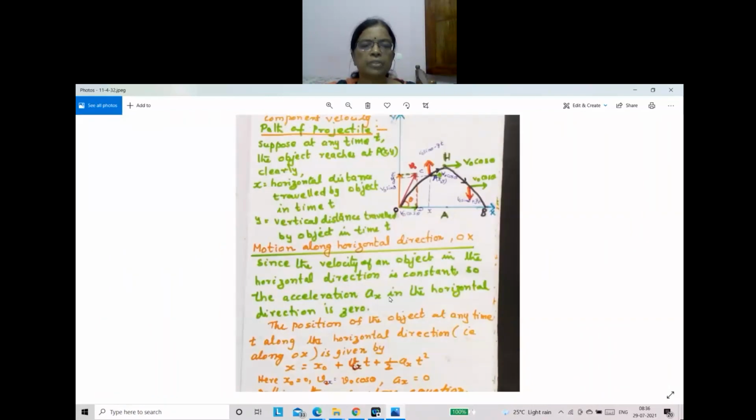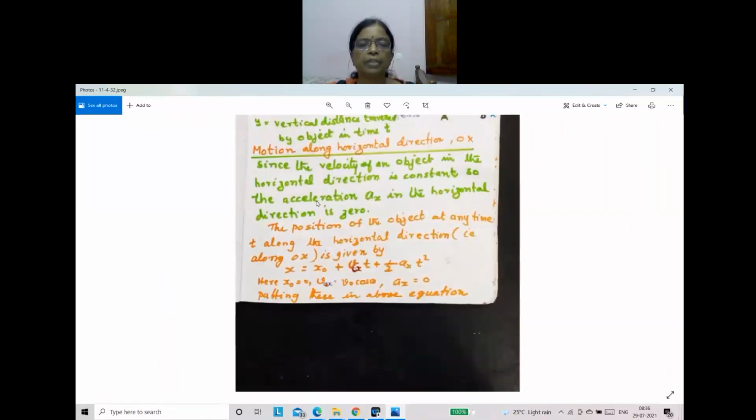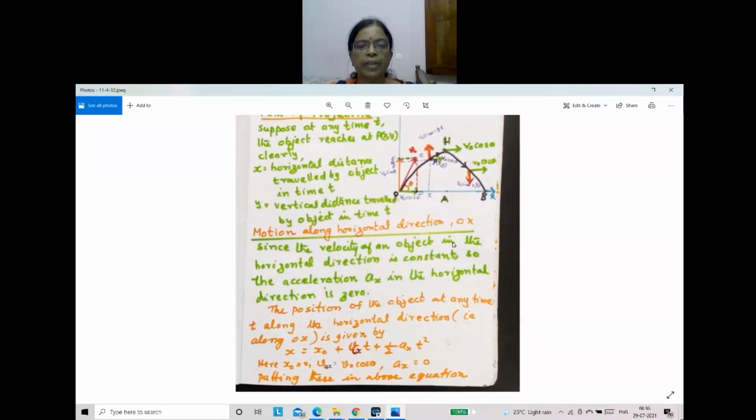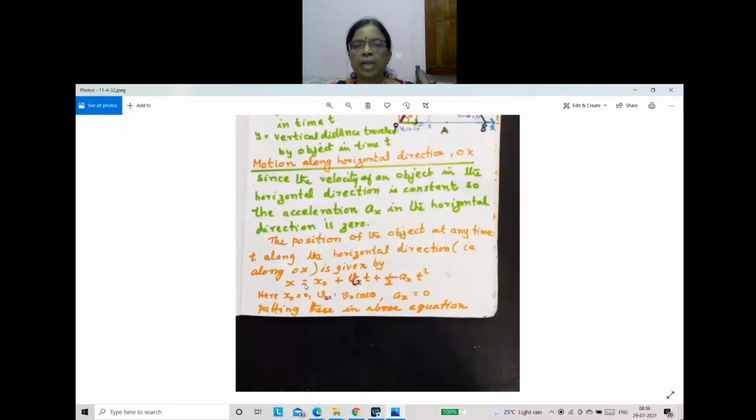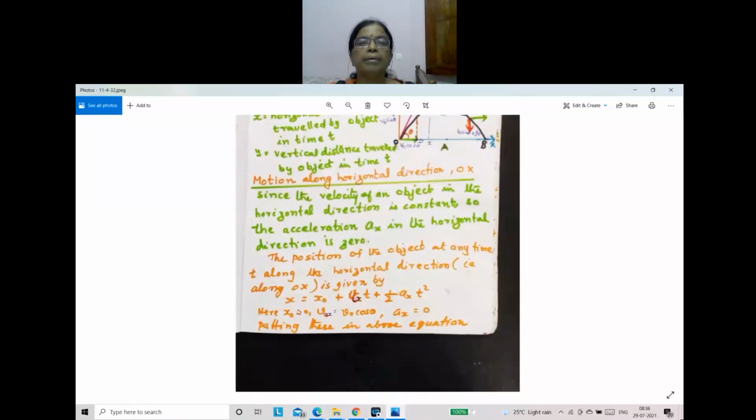See, when the body moves along the x direction, we have to take the x component, the horizontal distance. Suppose we want to find the horizontal distance, we use the x component. Suppose we want to find the vertical height, we use the y equation: y equal to y0 plus v0y into t plus half ay into t square. How much distance it covers along the horizontal direction, we use this equation: x equal to x0 plus v0x into t plus half ax into t square. Okay.